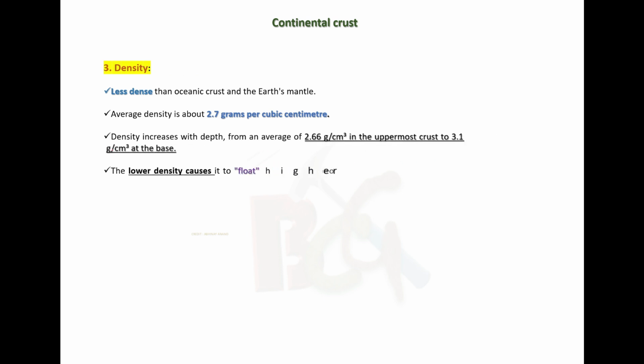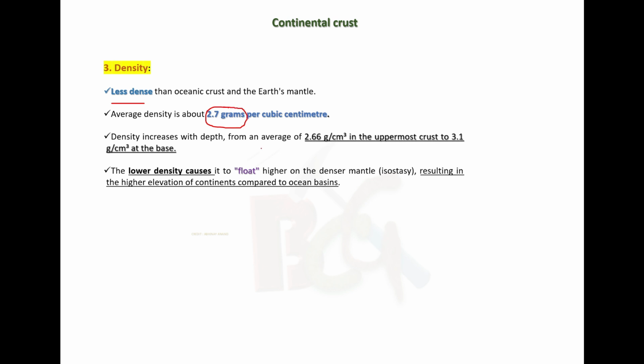Less dense than oceanic crust and less dense than the mantle. Okay. Less dense. Do we have an average number? The average density is about 2.7 grams per cubic centimeter. 2.7 g/cm³. Got it. And does the density change with depth too? It does, yeah. It increases as you go deeper. It starts around maybe 2.66 g/cm³ under the surface and gets up to about 3.1 g/cm³ down near the base.